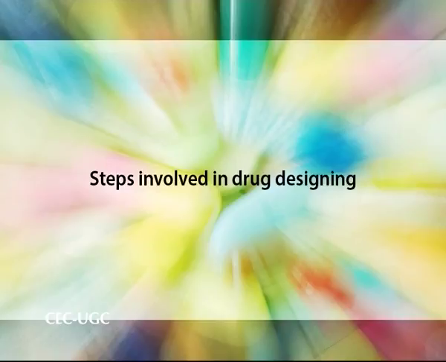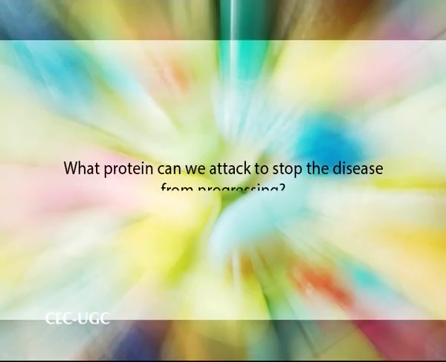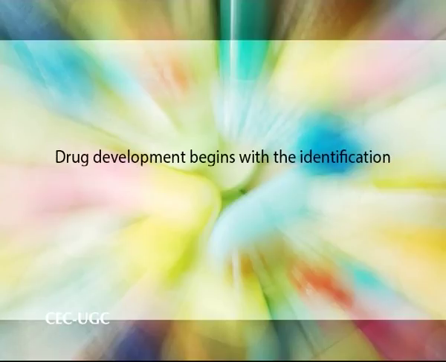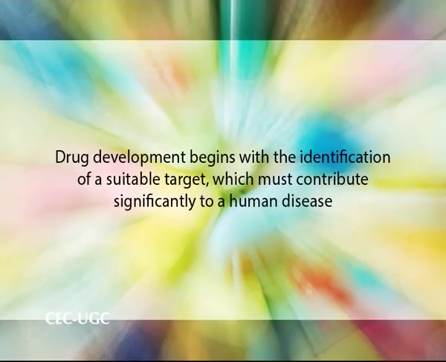Steps involved in drug designing. The processes of designing a new drug using bioinformatics tools have opened a new area of research. In order to design a new drug, one needs to follow these steps. Drug target identification: what protein can we attack to stop the disease from progressing? Drug development begins with the identification of a suitable target, which must contribute significantly to a human disease.